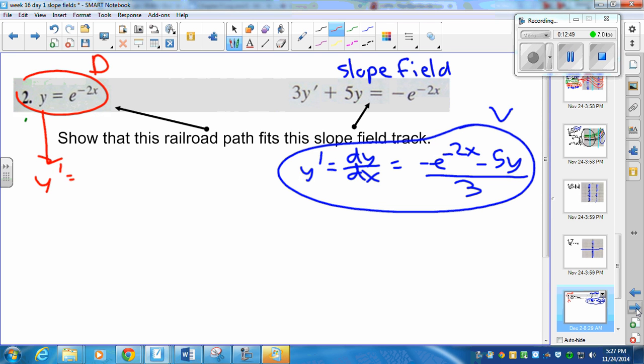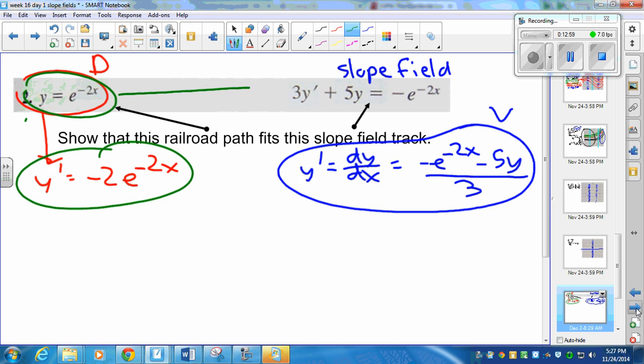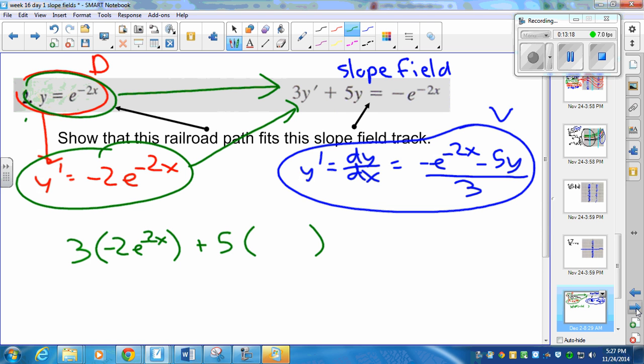y prime would be this. So I have y and I have y prime. Let's take both of those and throw them into here, and let's see if it satisfies the slope field formula. So I'd have 3 y primes. Now y prime is negative 2 e to the negative 2x, plus 5 y's. Now who's my y? Well, that's up here as e to the negative 2x. That is supposed to equal negative e to the negative 2x. Let's see if it works.